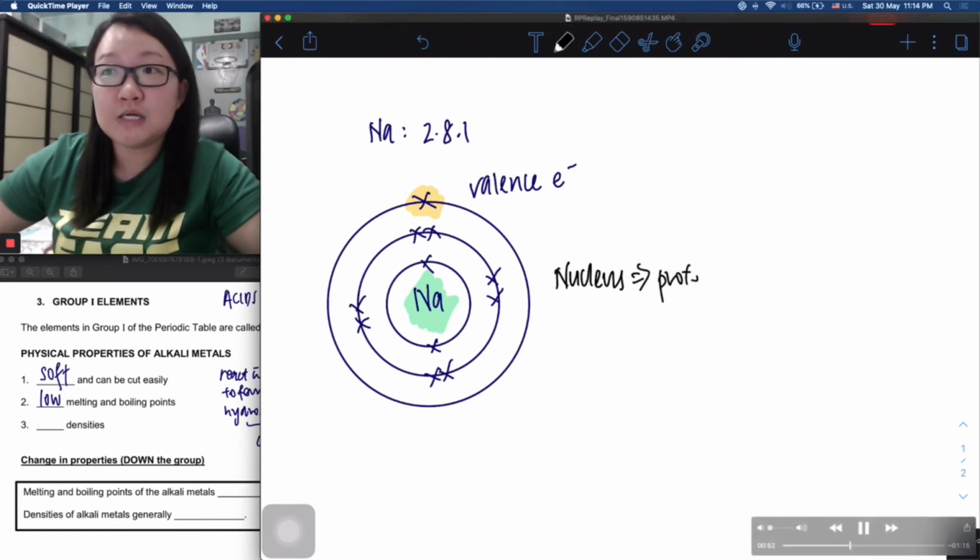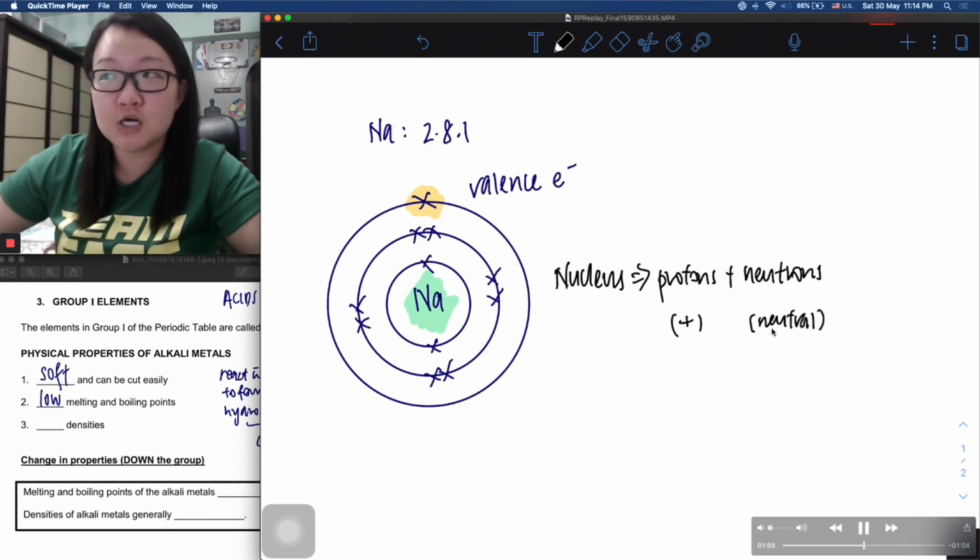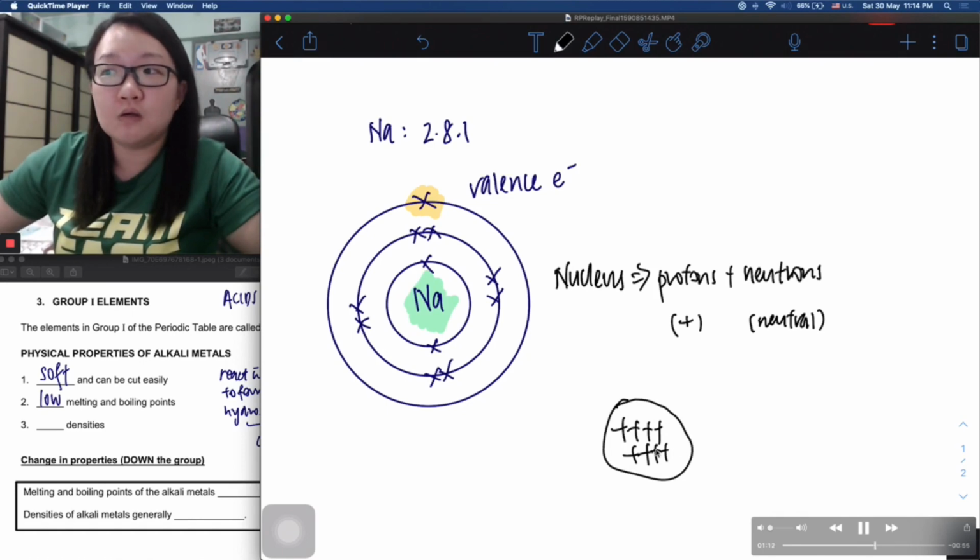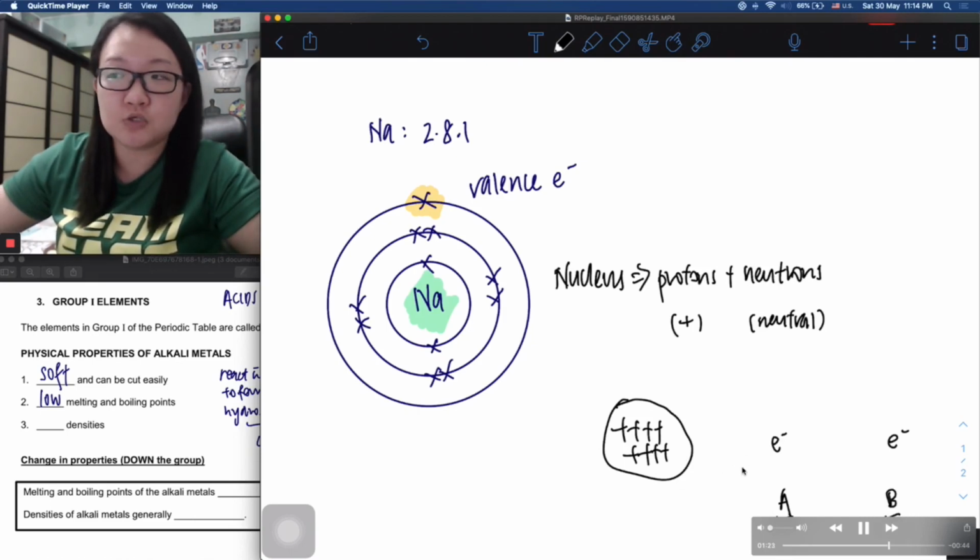So in the center here, which is where the nucleus of the atom is, the nucleus is made up of protons and neutrons. Protons are positively charged, and neutrons are neutral. If you think about it, the nucleus is a very dense center in an atom, and the electrons are all surrounding it. And there is a certain form of electrostatic attraction.